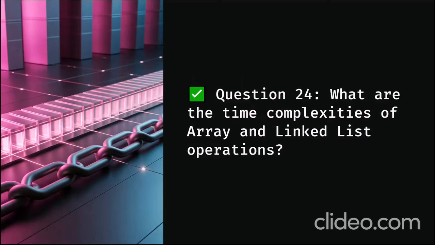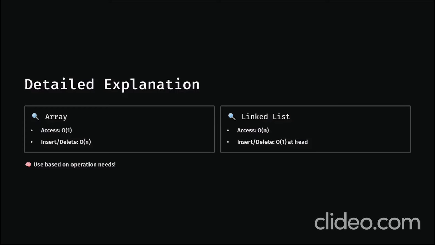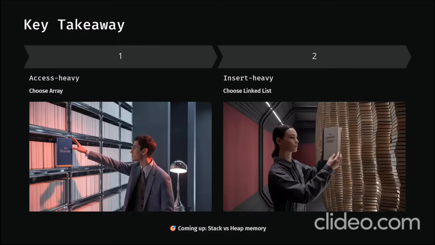Let's move. What are the time complexities of array and linked list operations? So in array, fast access, slow insert and delete. While in the linked list, slow access, fast insert and delete. Array, access, big O of 1, constant, insert and delete, big O of n. While in the linked list, access, big O of n, insert and delete, constant. Use based on the operation needs. So, access heavy, then choose array. Insert heavy, then choose linked list.